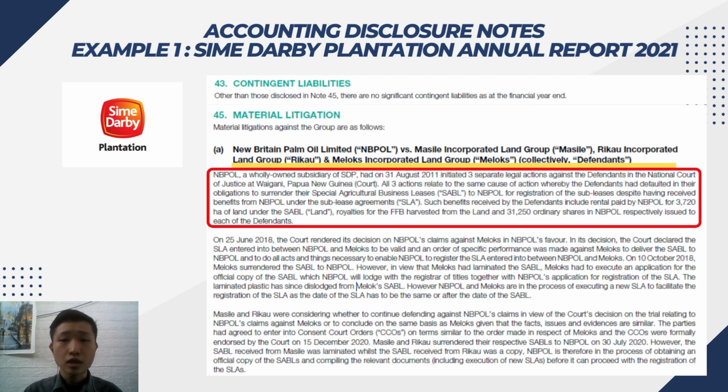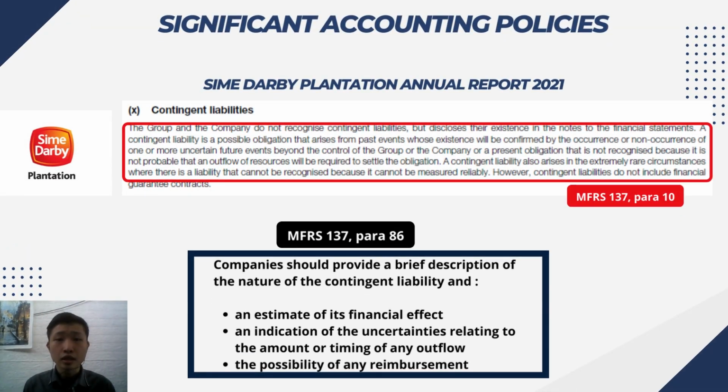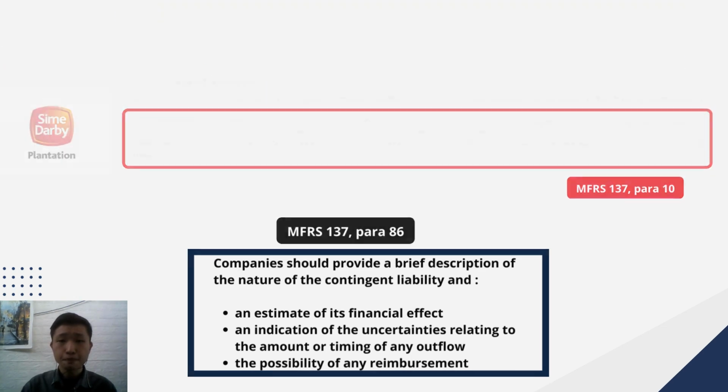Therefore, it is disclosed as a contingent liability. For the significant accounting policy, Sindabi states the definition of contingent liabilities according to MFRS 137 para 10. According to MFRS 137 para 86, companies should provide a brief description of the nature of the contingent liability, with an estimate of its financial effect, an indication of the uncertainties relating to the amount or timing of any outflow, and also the possibility of any reimbursement.